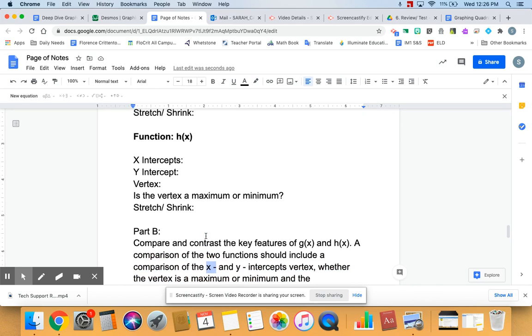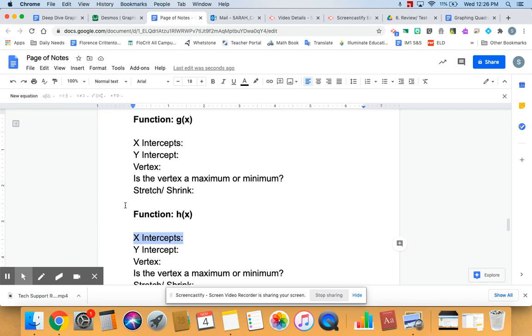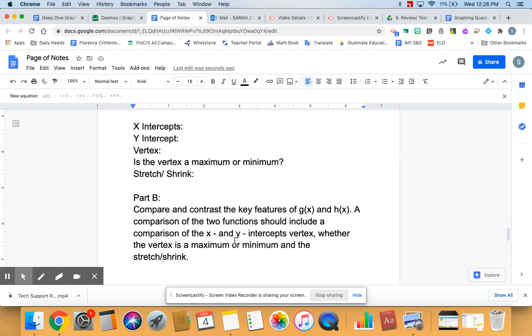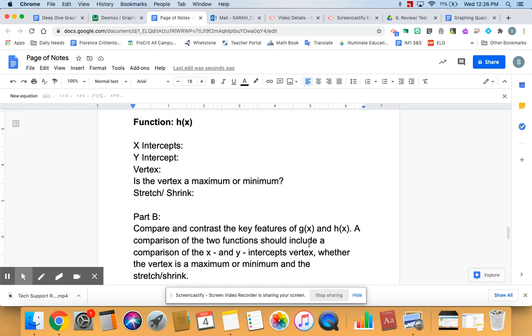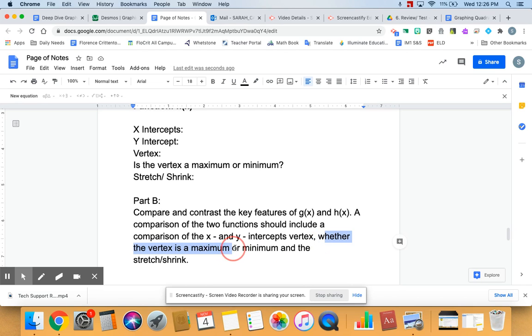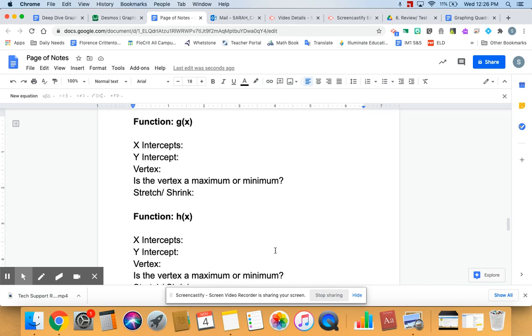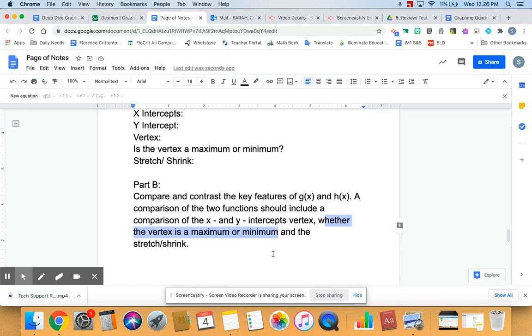So compare the x-intercepts. Do they have any that are the same? If not, which ones have bigger x-intercepts? Which ones have smaller x-intercepts? Same thing for the y-intercept. Whose is bigger, whose is smaller, or are they the same? Same thing with the vertex. Whether or not the vertex is a minimum or a maximum, maybe for both, they're minimums, or maybe they're different. But just talk about it.